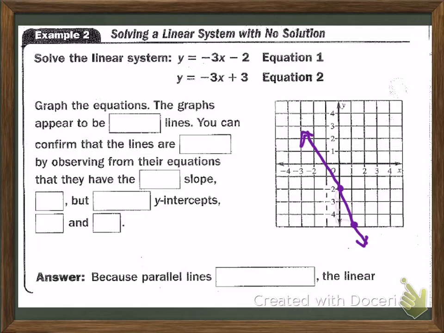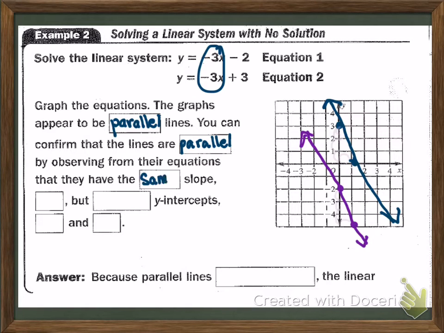To graph the second equation, I have a y-intercept of 3, and again the slope is negative 3. So that's down 3 over 1. Because the lines have the same slope, the lines are parallel. The graphs appear to be parallel lines. You can confirm that the lines are parallel by observing from the equations that they have the same slope.